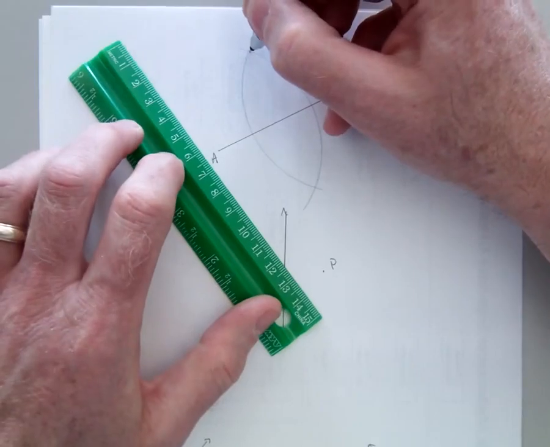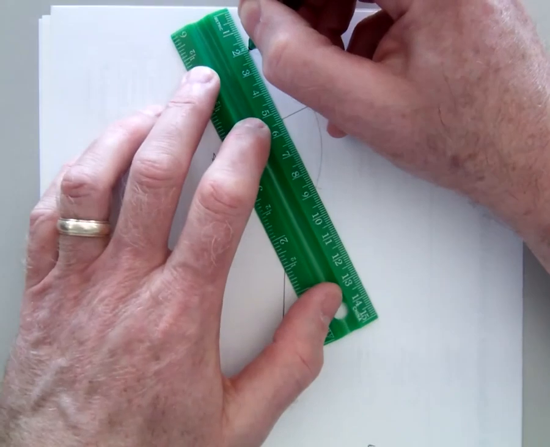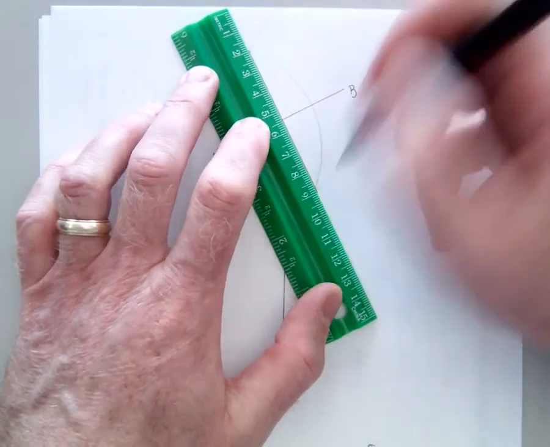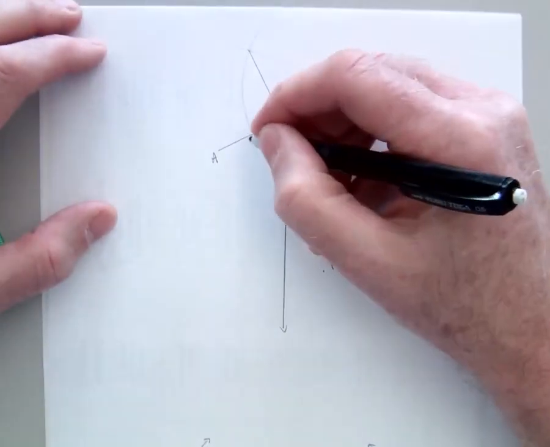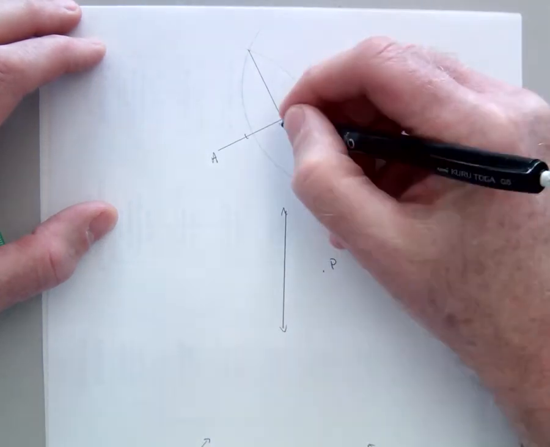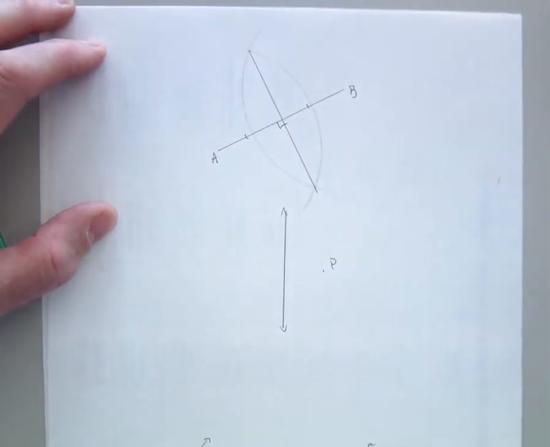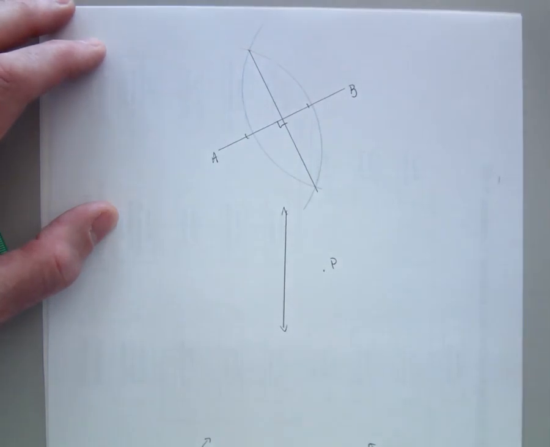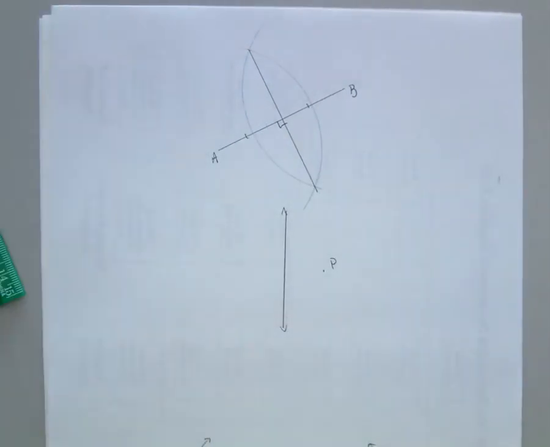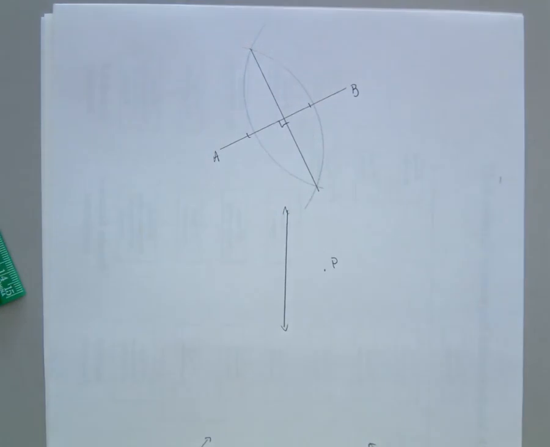And if I connect these dots, I should get a line that bisects AB and is perpendicular to it. And you can make an easy little congruent triangle argument about why that needs to be the perpendicular bisector.